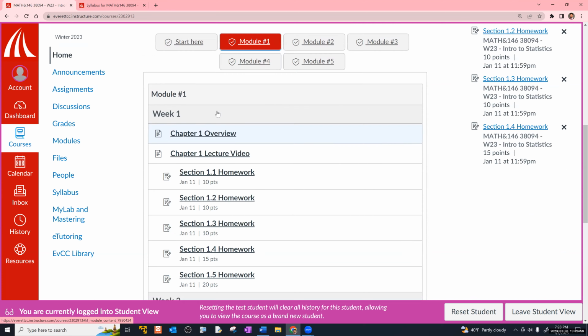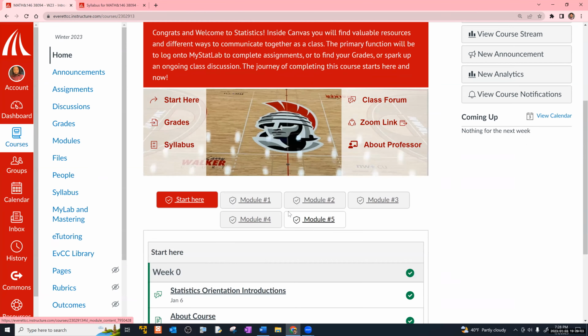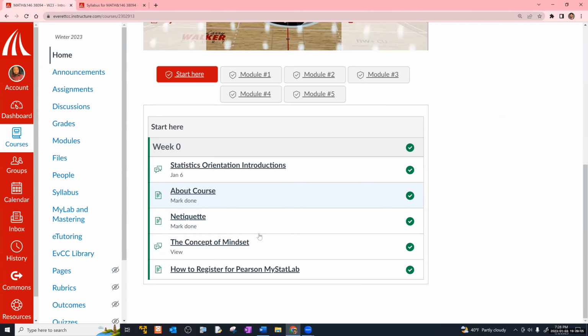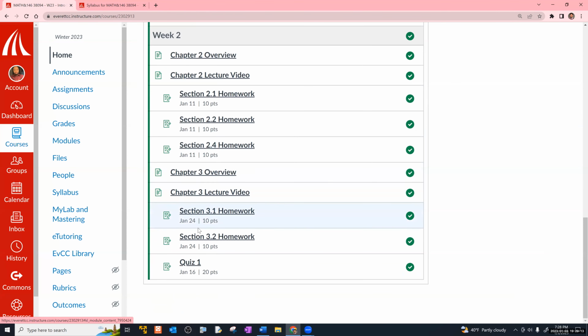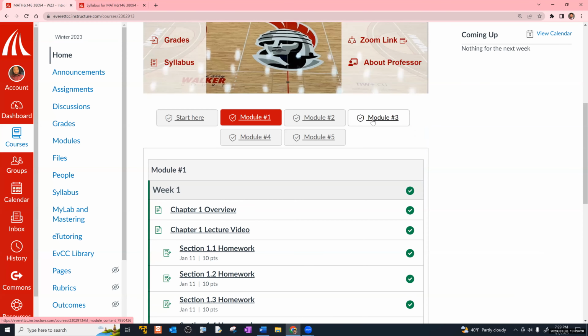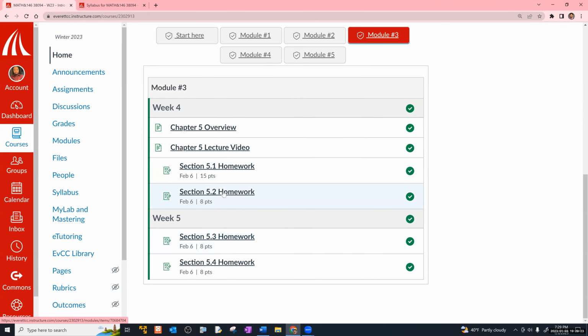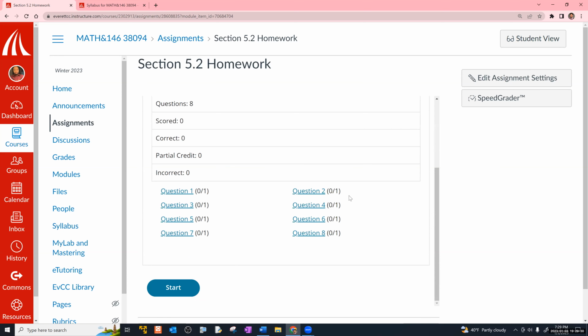In the different modules, like for me, let me leave the student view now. Right now, I could click on all the homework assignments, they're all open. They have different due dates, but I intentionally allowed them to be open. So I could go to chapter 5 right now and click on a homework problem. So you truly can work at your own pace in this class. Not even 10 questions, only 8.